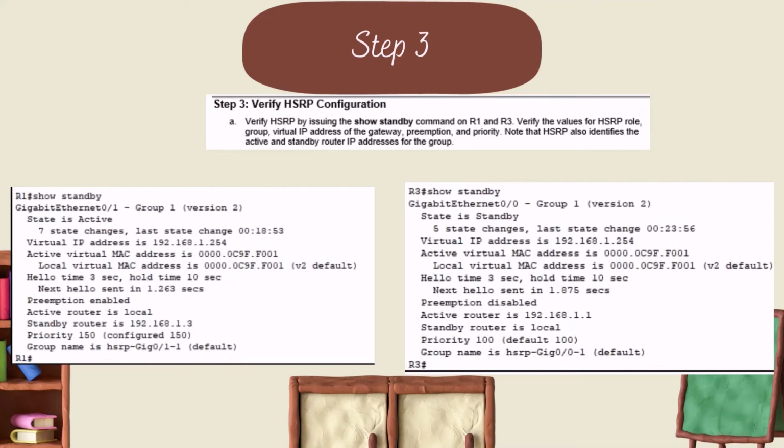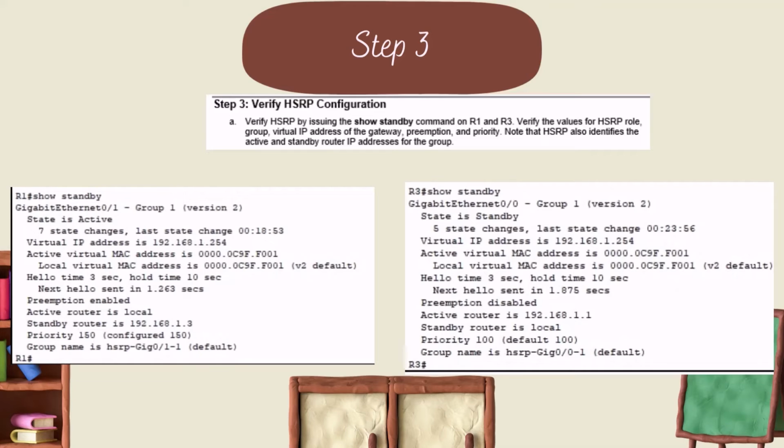Lepas tu kita boleh tengok dia dalam group 1, version 2. Dalam router 1 adalah state active. Virtual IP address dia adalah 192.168.1.254. Lepas tu dia diberikan dengan MAC address 0000.0C9F.F001. Sampai situ dia adalah preemption dia enable. Active router, router 1 ni adalah standby router dan priority dia adalah 150.